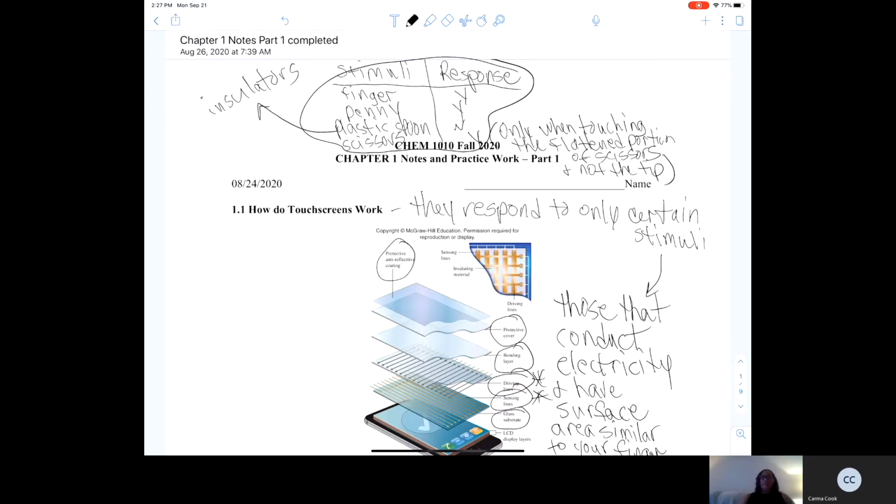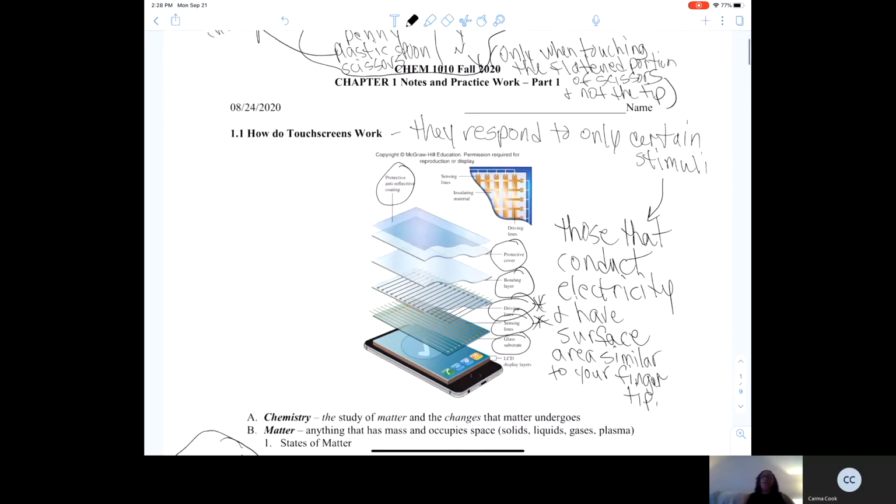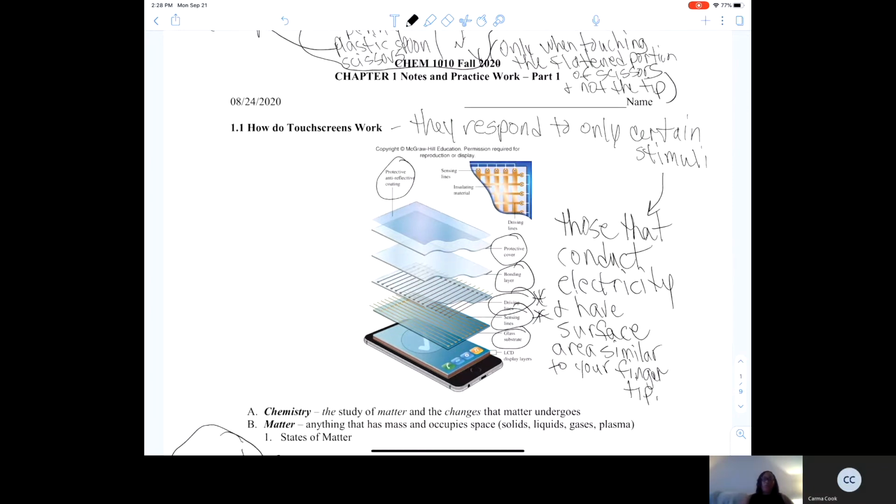This is Chapter 1 lecture, Part 1. And so the first part of Chapter 1 talks about touchscreens and how they work.